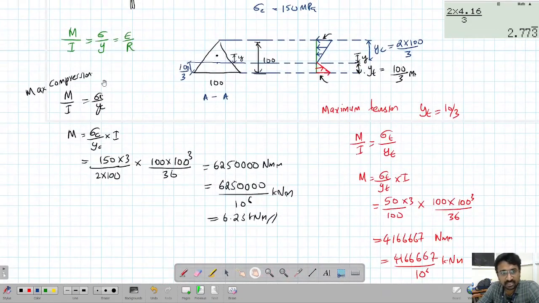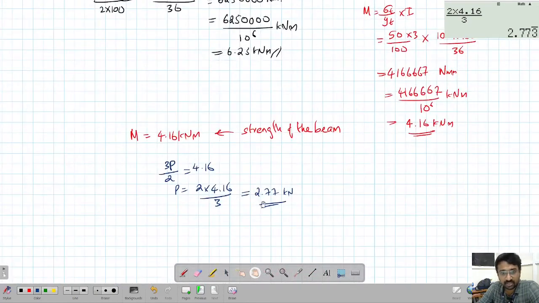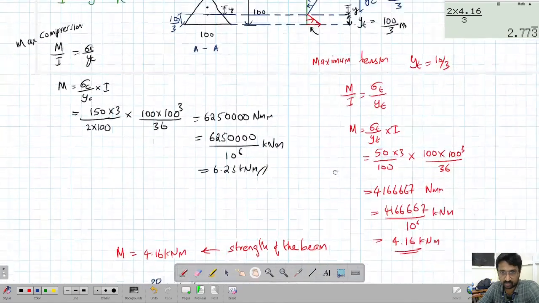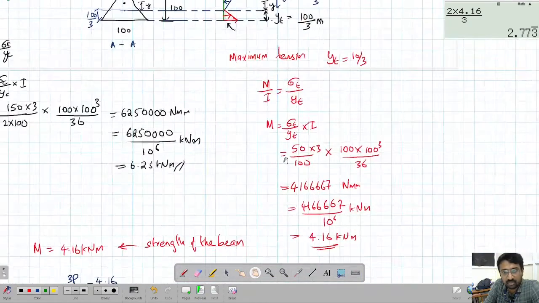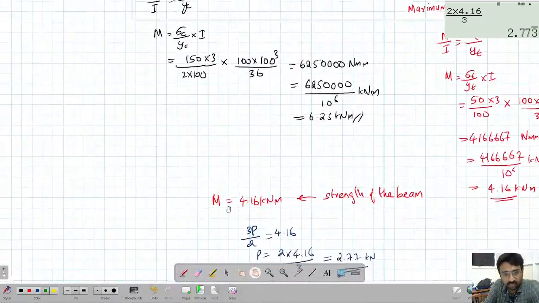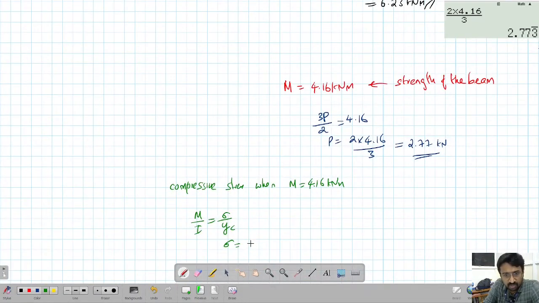Compressive stress reaches 150 MPa only when the moment is 6.25. So what is the compressive stress when the moment is 4.16 kilonewton meter? That is the question, so we'll calculate that also. Compressive stress when moment equals 4.16 kilonewton meter. We'll use again M by I equal to sigma by Y. So we use the maximum compressive YC, which is 2 by 3 into 100. So sigma equals M by I into YC.